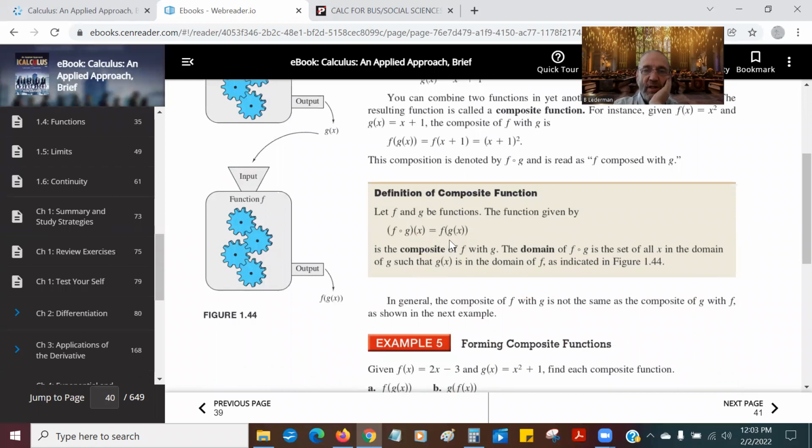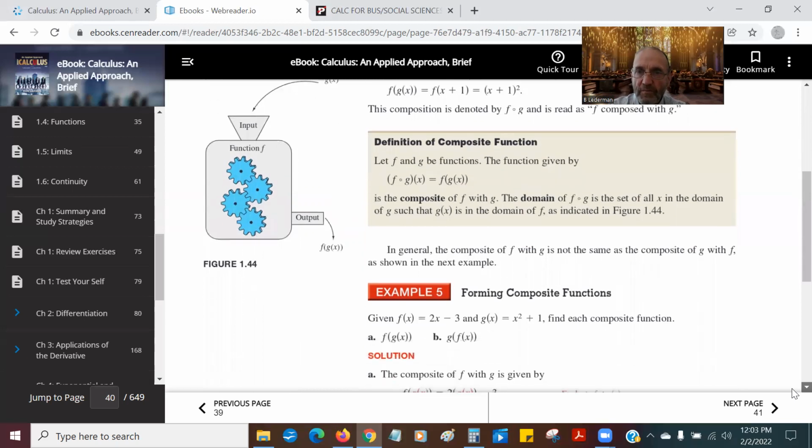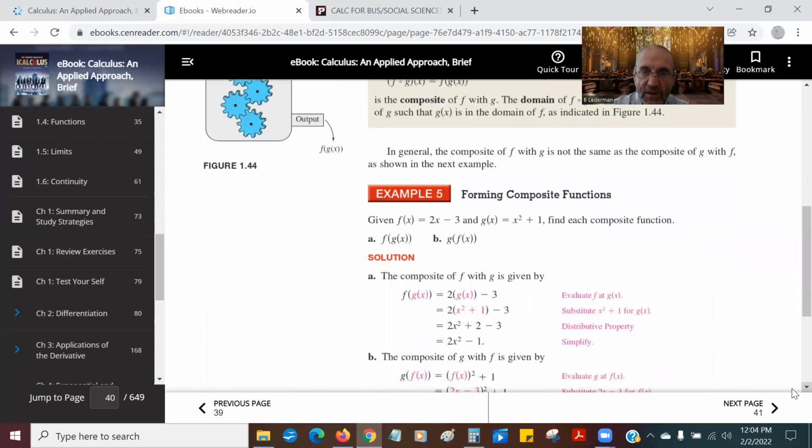So one way of writing it is F of G of X. The other way is writing F O G of X. The O is like "of", F of G of X. And when that happens, we call it a composite function because it's sort of composed of two different functions. And now let's form some composite functions here.